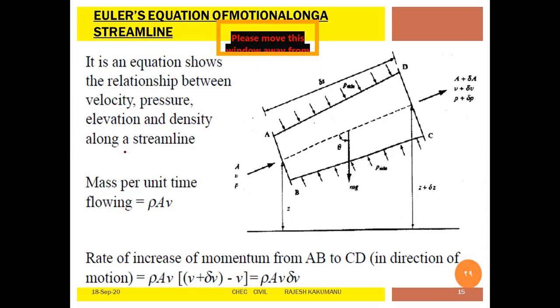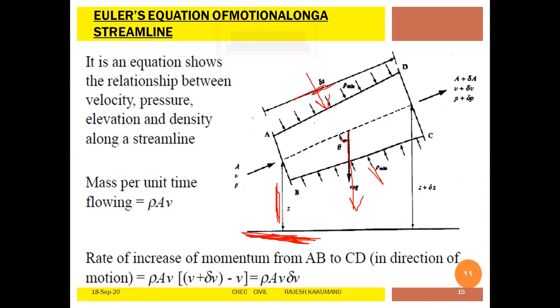Now see the datum line of the pipe, Z from the ground line. This is the reference line, the datum line, the reference plane. The datum line from A is Z. The datum line from D is Z plus delta Z. These are the pressure forces acting in all directions on the pipe. The total length is dou T. Here the force is acting perpendicularly downwards, and the axis makes an angle theta.